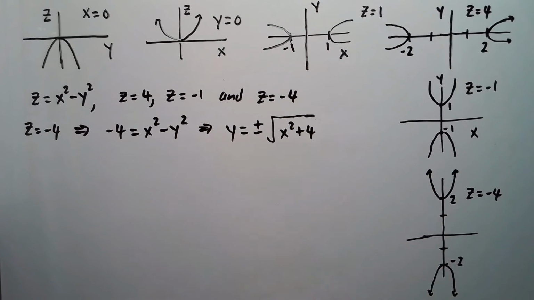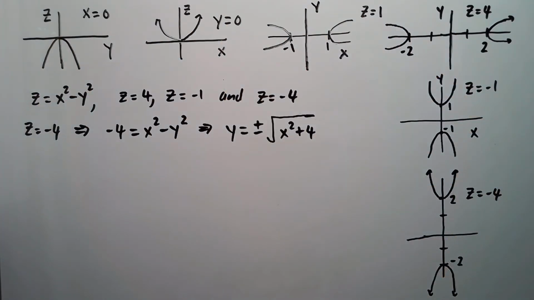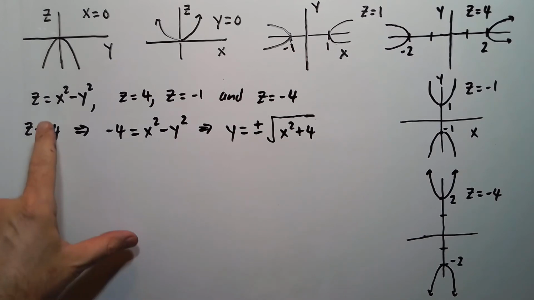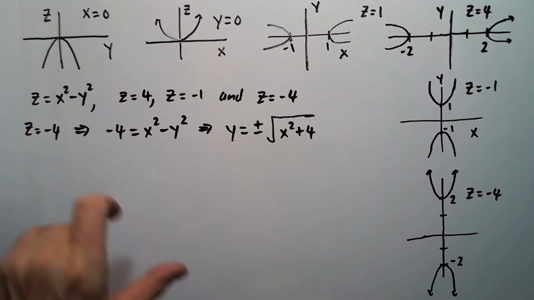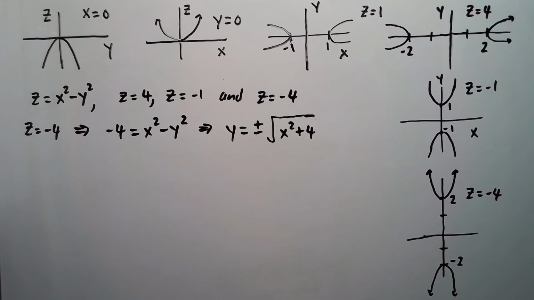Okay, so we get this then. Okay, so we've got all our level curves now over here. Now our job is to try and sketch the graph of the surface, this guy here. So let me erase this now and draw an x, y, z coordinate system, and then we'll try and sketch the graph of the surface.